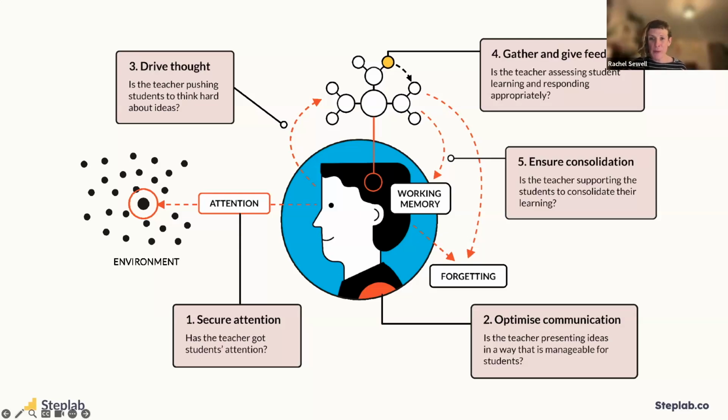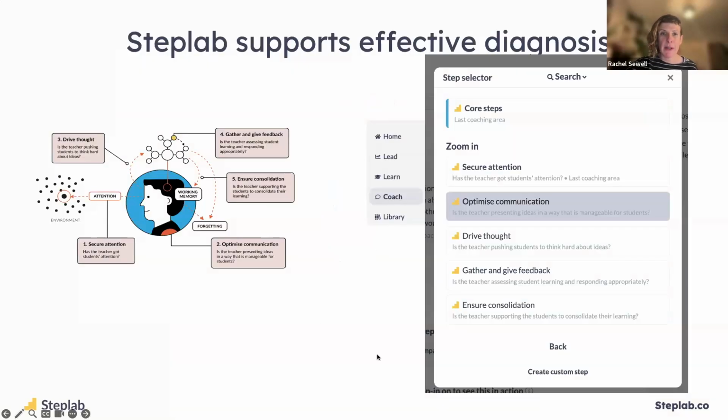Nice. Okay, so hopefully, if you've started to play around with Steplab, you might have noticed this. If not, I'm going to draw your attention to it. On Steplab, when I click to select the step for my coachee, it brings up these 5 questions, these 5 learning problems. So first of all, secure attention, then optimize communication, then drive thought. We've deliberately designed our diagnosis picker to follow this methodology.